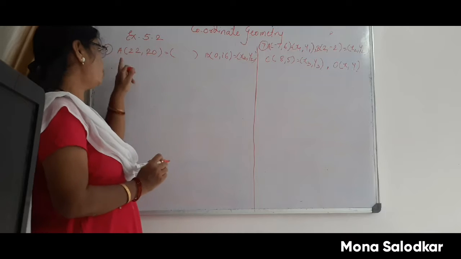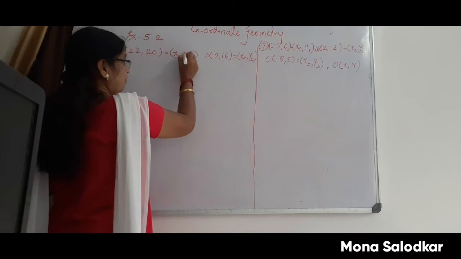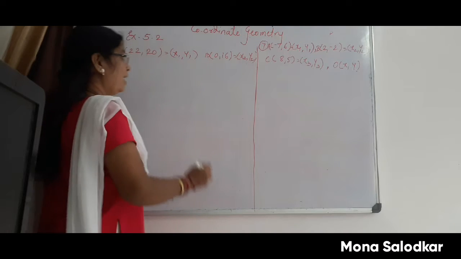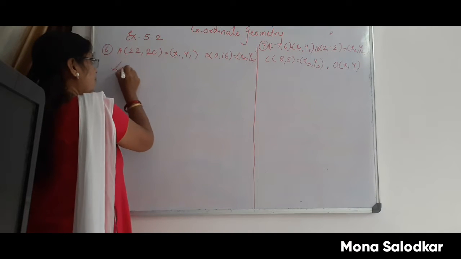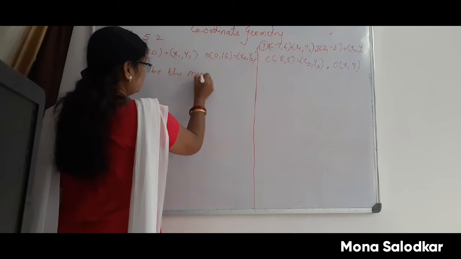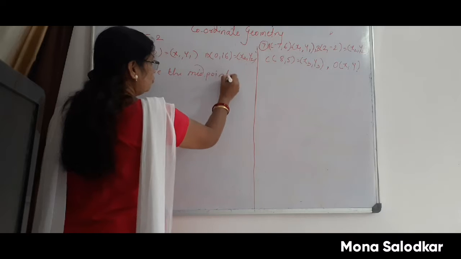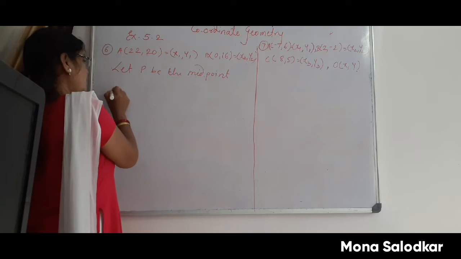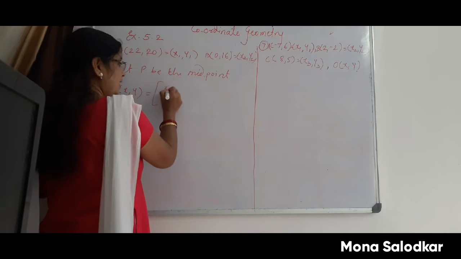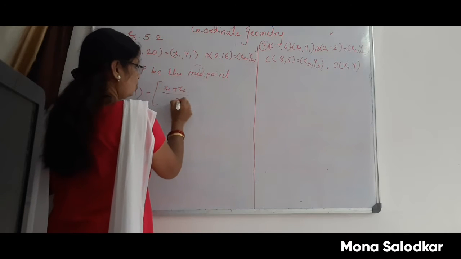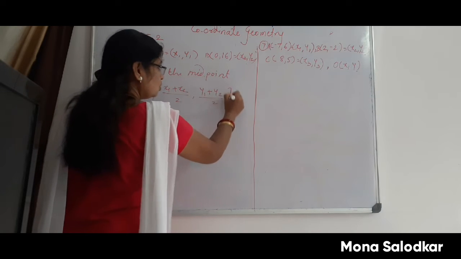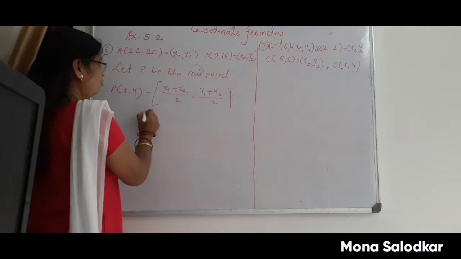Now see here, 2 points are given. So let the first point be A (x1, y1) and the second point be B (x2, y2). You have to find out, let P be the midpoint, the coordinates of P. Now what is our formula? What is the midpoint formula? (x1 plus x2) upon 2, (y1 plus y2) upon 2. It is our midpoint. Now put the values.